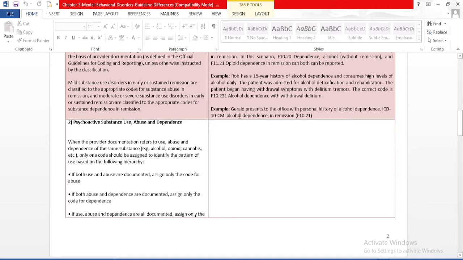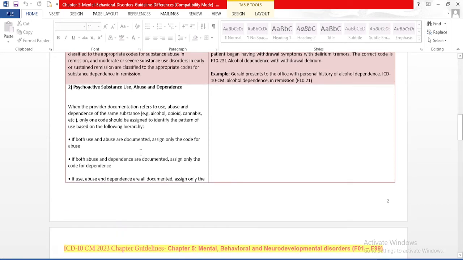Next example, Gerald presents to the office with a personal history of alcohol dependence. What code can we use? F10.21. As it is a history, he might be in remission, so we need to use F10.21.